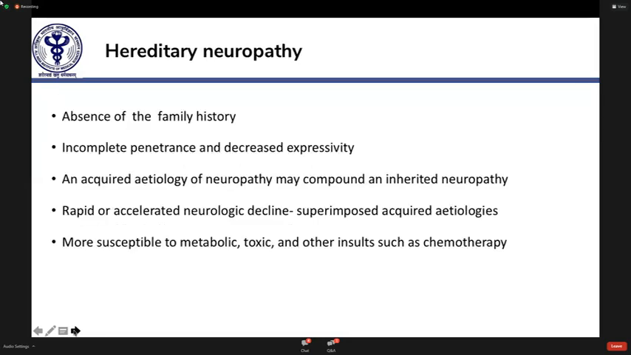Sometimes you may not get this in one family. Sometimes it's difficult to identify because of absence of a family history. There's incomplete penetrance and decreased expressivity. An acquired etiology of neuropathy may compound an inherited neuropathy. It doesn't prevent a person from having an acquired etiology of neuropathy. And with a rapid or accelerated neurological decline, you should always suspect a secondary acquired cause, even in a known case of hereditary neuropathies. They are more susceptible to metabolic, toxic, and other insults such as chemotherapy.